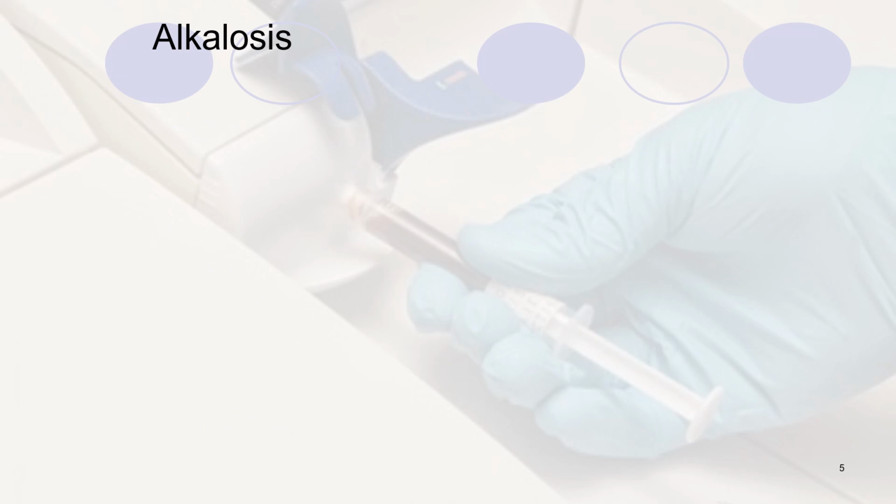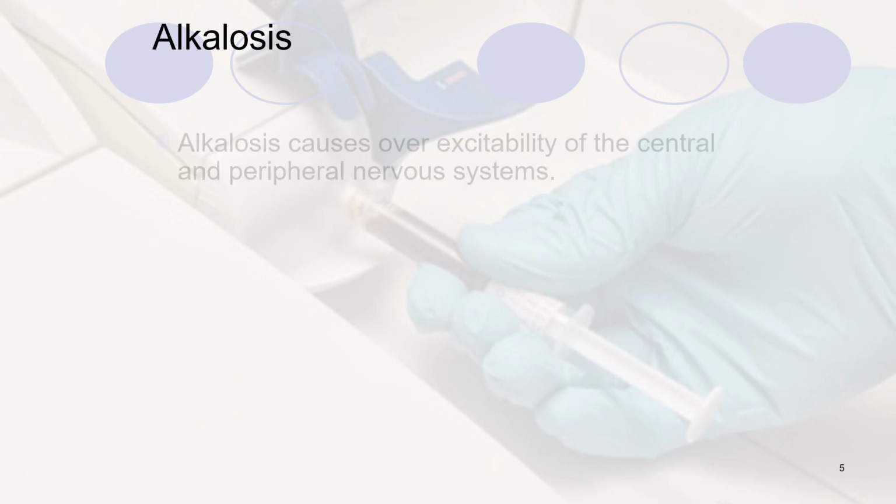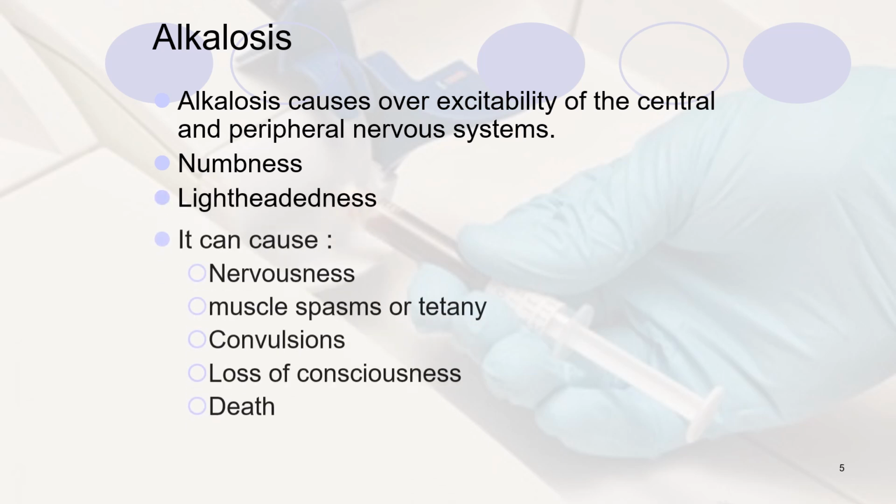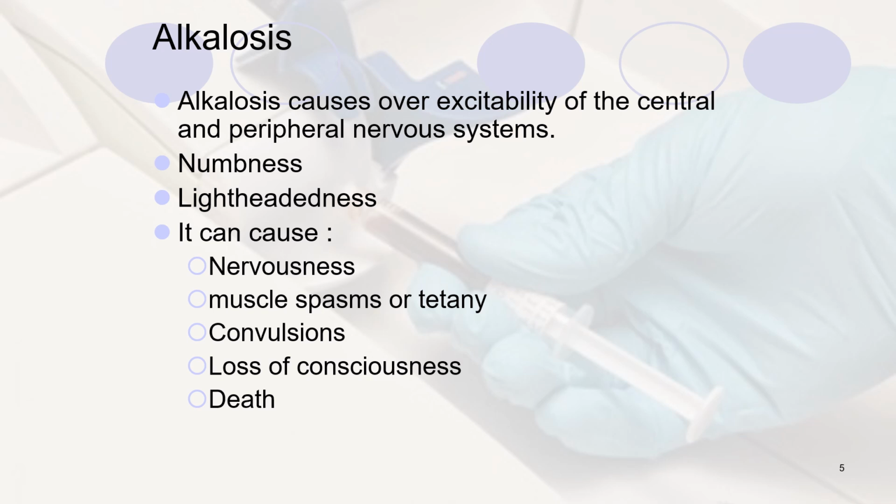And see what alkalosis is and how it affects. Alkalosis causes overexcitability of the central and peripheral nervous system. So there is numbness, lightheadedness, and it can cause nervousness, muscle spasms or tetany, convulsions, loss of consciousness, and further, if you are not treating, it ends up in death.